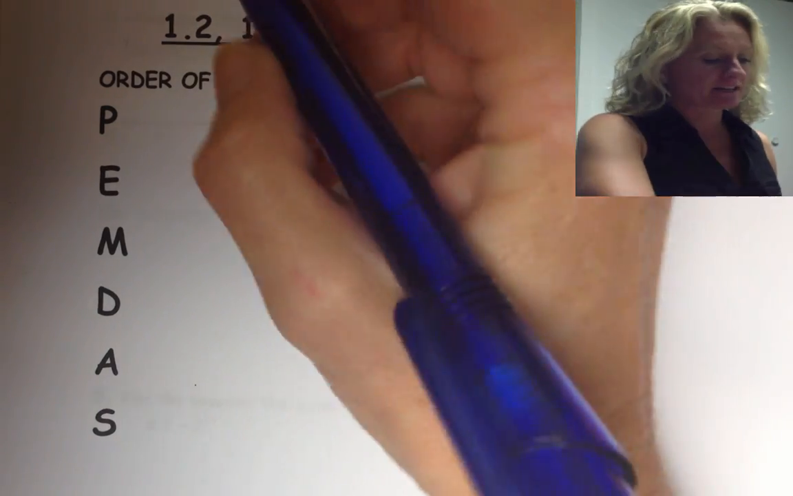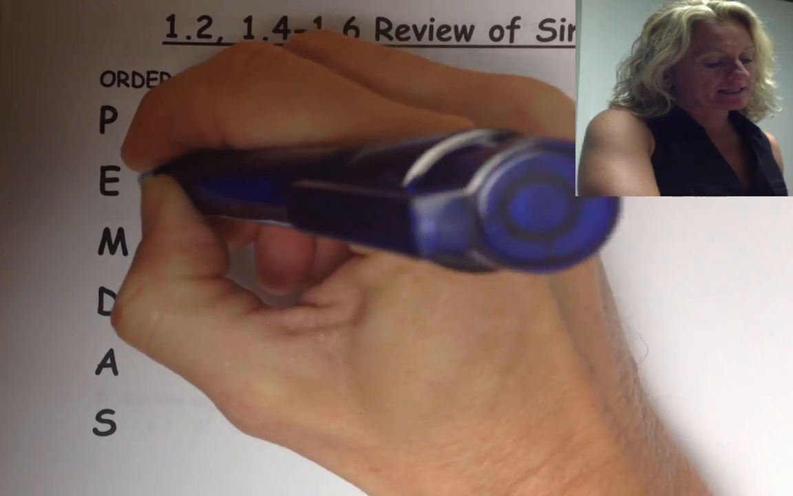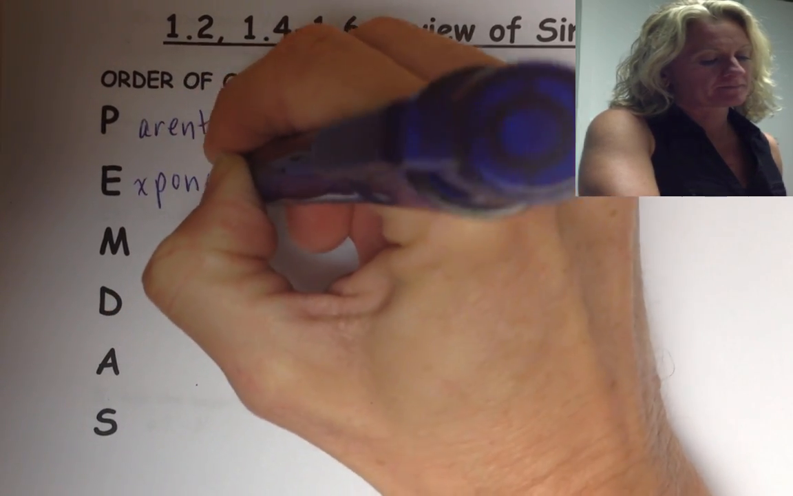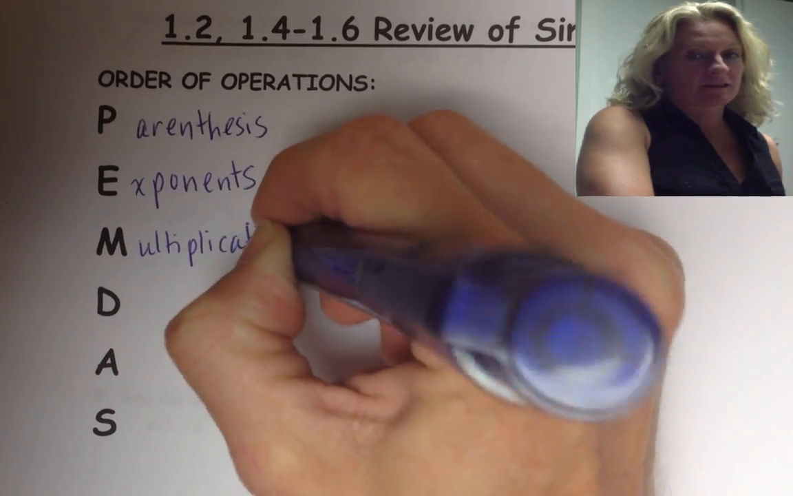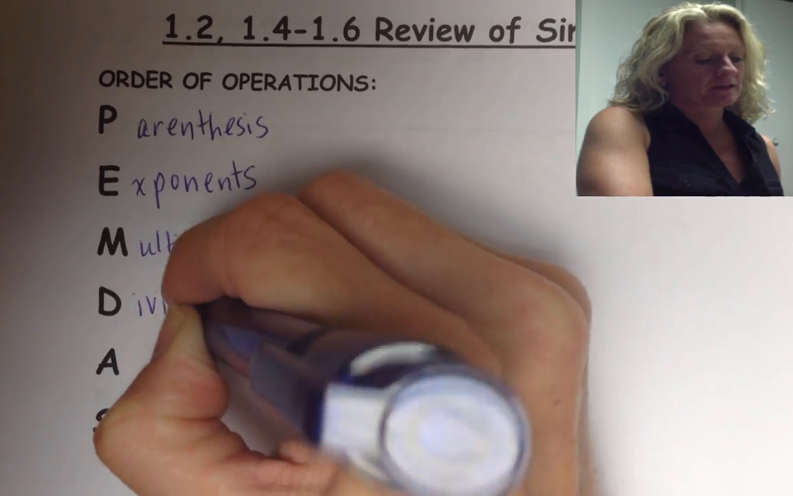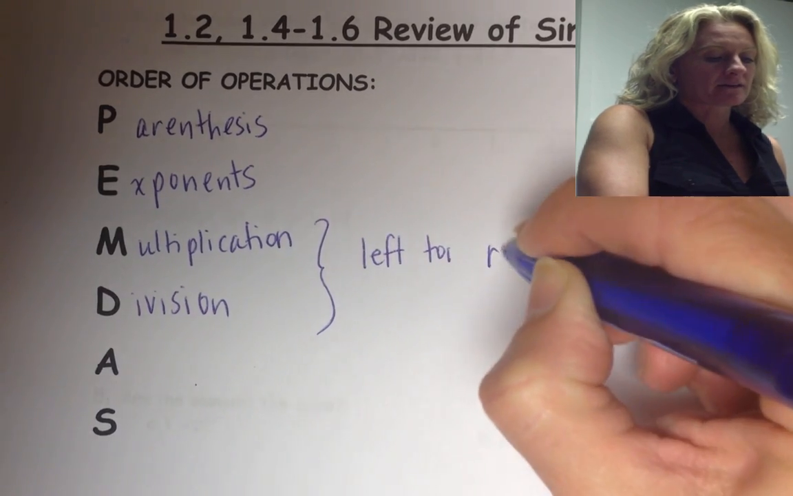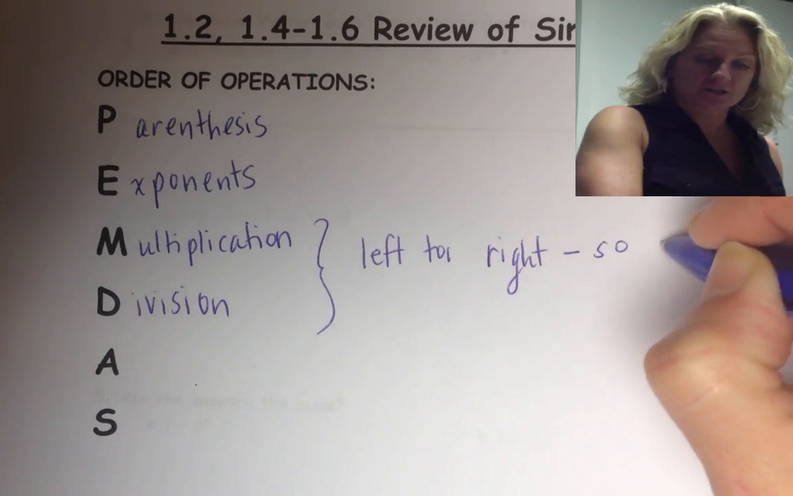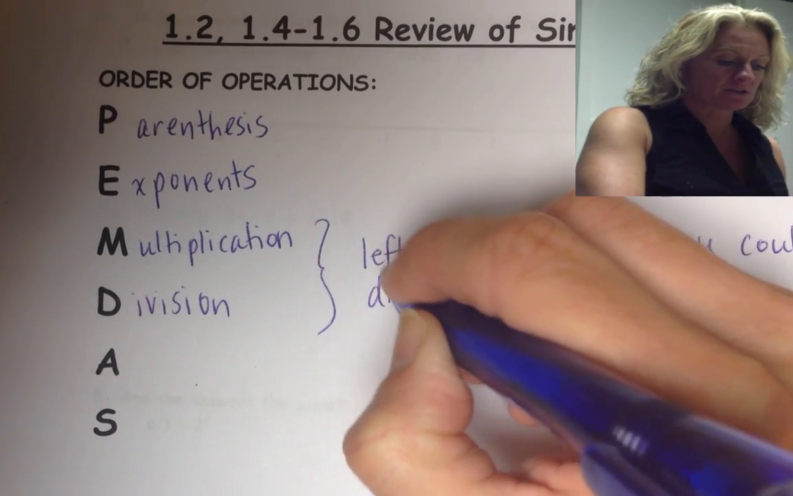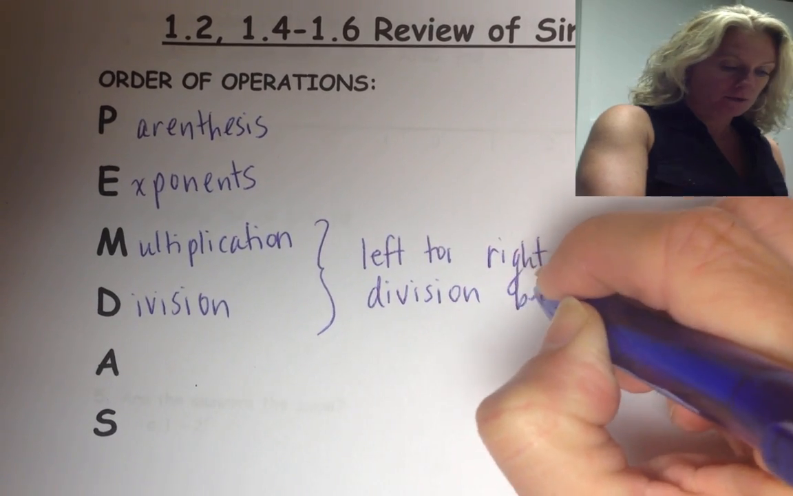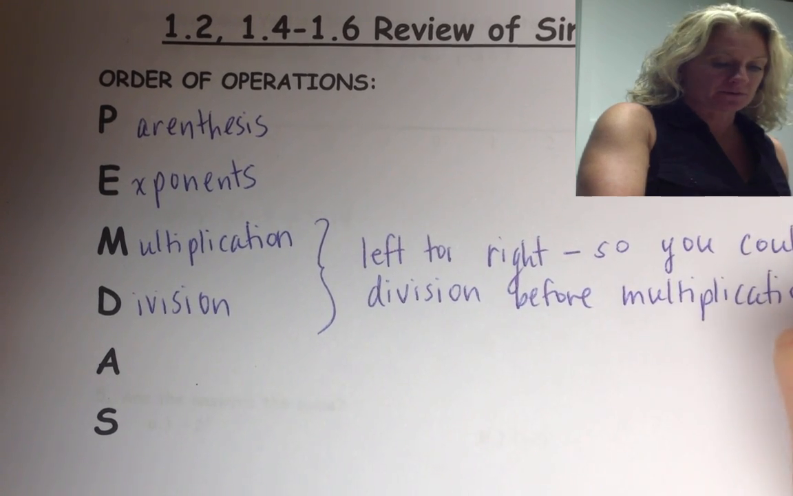PEMDAS, please excuse my dear Aunt Sally, which is parentheses, exponents, multiplication, then division, and that is from left to right, meaning that you could do a division before you do a multiplication if it comes first.